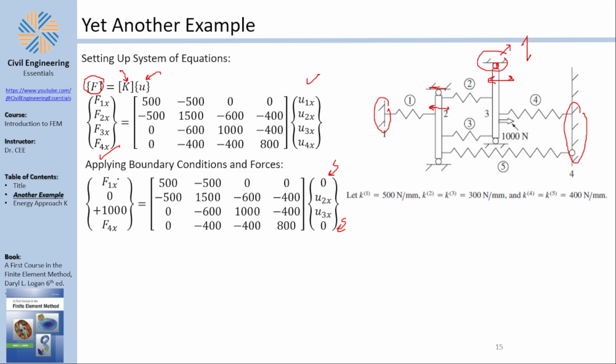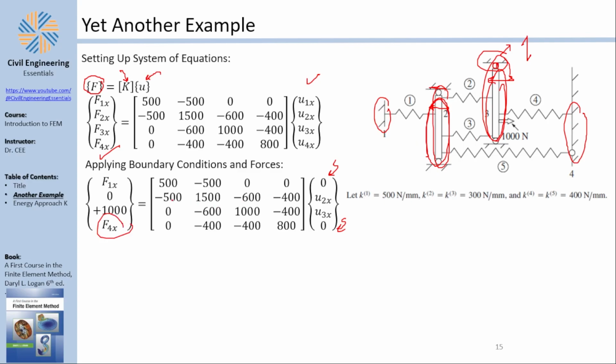What about the forces? F1x is unknown. F1x is the external force applied on 1. That should be the reaction. F2x is known because there is no external force being applied on node number 2, so 0. F3x is known because there is 1,000 Newton applied on node number 3. And F4x is unknown because it's the reaction of the wall.